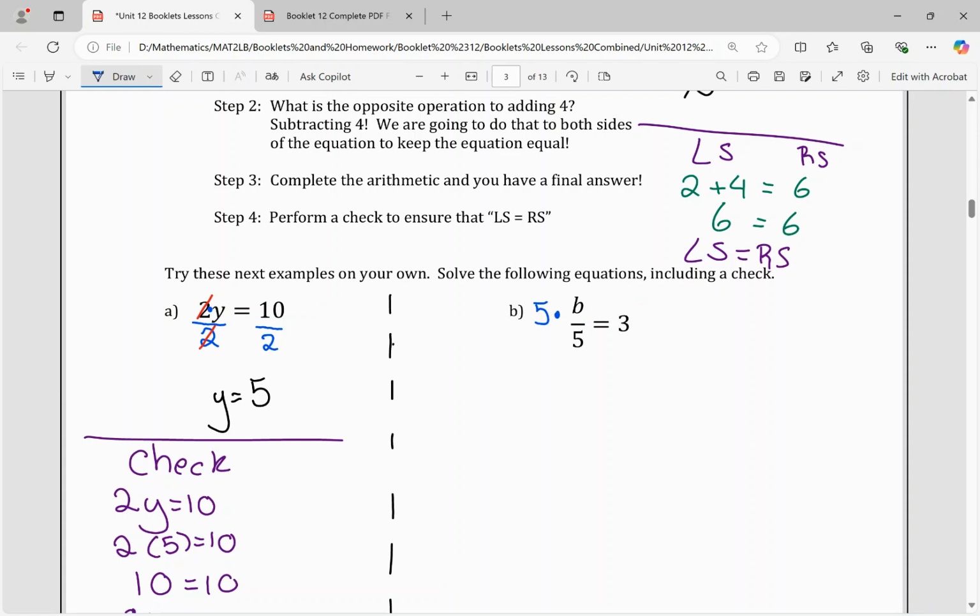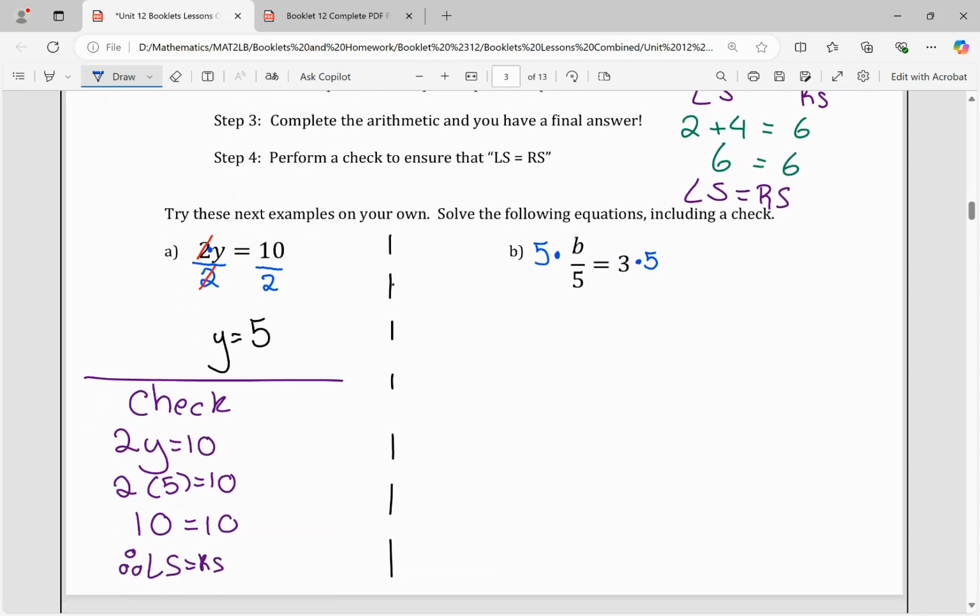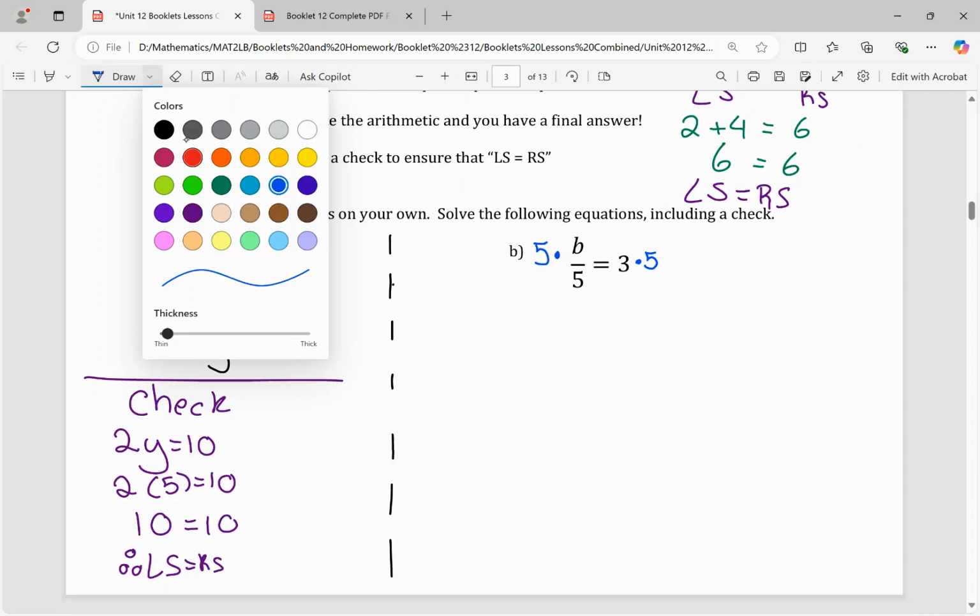So what we're going to do is we're going to multiply the left-hand side by 5, but we're also going to multiply the right-hand side by 5. Whatever you do to the left, you have to do to the right. Now, this will work out the same way that all of our other questions have worked out. Now, 5 times b over 5. I'm really going to draw this out the first time that I do it.